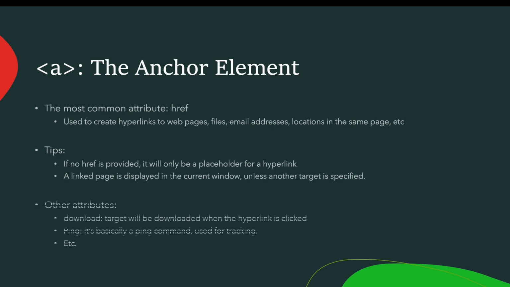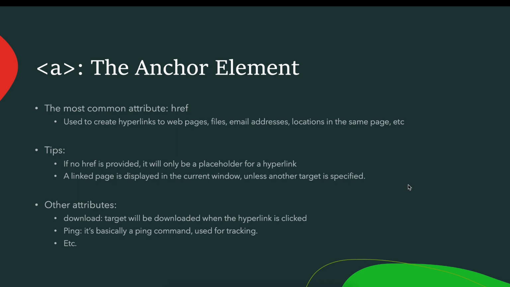And some other attributes other than the href, which are also common, but obviously not as common as the href, are the download attribute, which basically, when you click on the hyperlink, it has a target and it goes and downloads the target. There is also ping, which is basically a ping command, and it's used for tracking. There are so many of them. If you just do a little Google search, you'll see that there are tons of them out there. But as I said, probably href is the only thing that you are going to deal with.